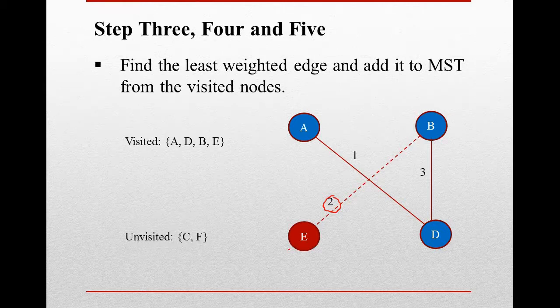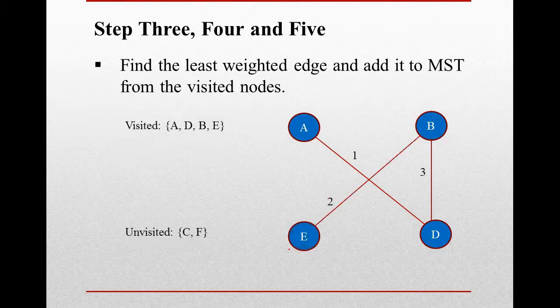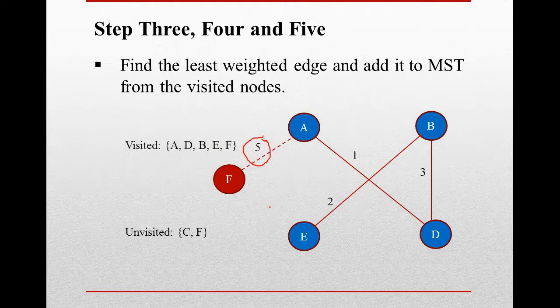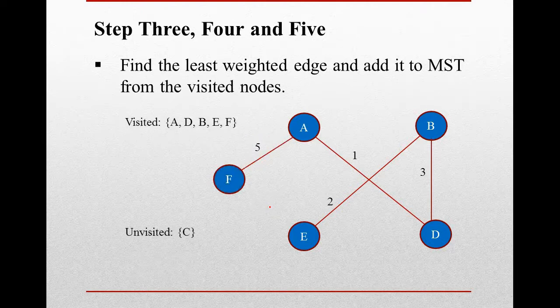We have C and F left. Now we need to consider edges from A, D, B and E to C and F. So we have these 4 edges. Out of these, this is the best one. So let us add it to the MST and update our visited and unvisited sets. F is added to the visited set and removed from the unvisited set, and the edge AF is added to the MST. So we are now left with only C, which is not yet visited.